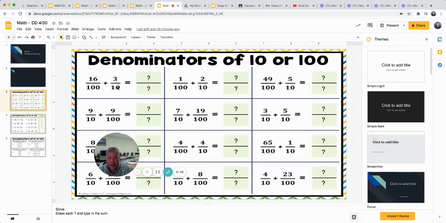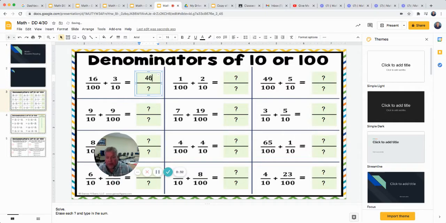16 tenths plus 3 tenths. Remember, we got to change the tenths into 100ths. Add a 0. 3 tenths would be 30 hundredths. 16 plus 30 is 46, and then 100 is the denominator.